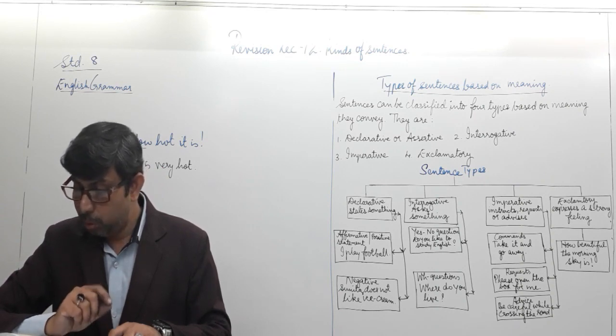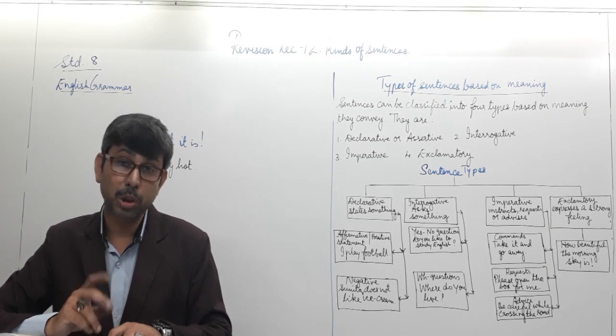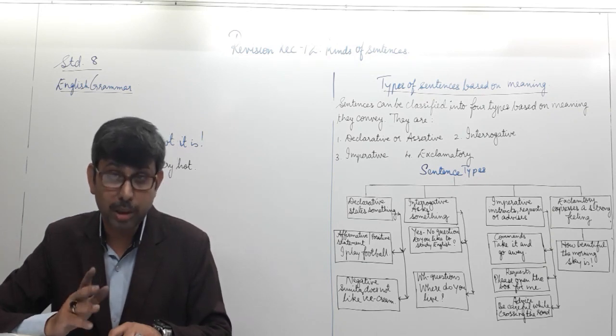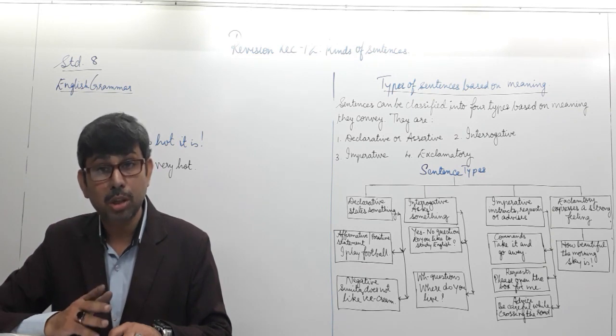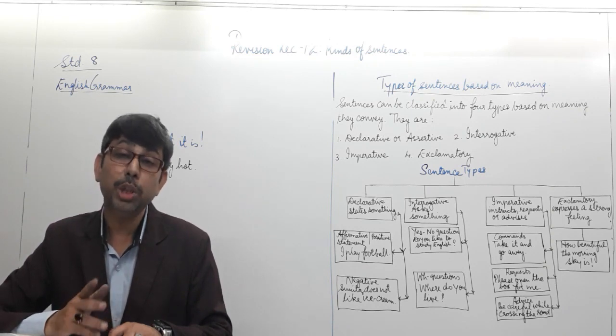"Would that my friend were here." Now see how awkward it is. "Would that my friend were here." But here it is an okay sentence. It is an exclamatory sentence. You are expressing the desire or the wish, a feeling that you wish your friend was here.